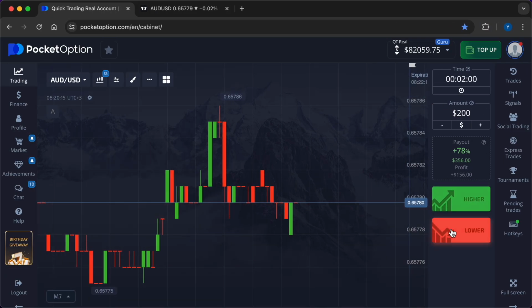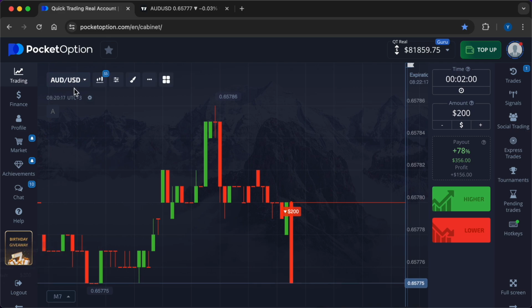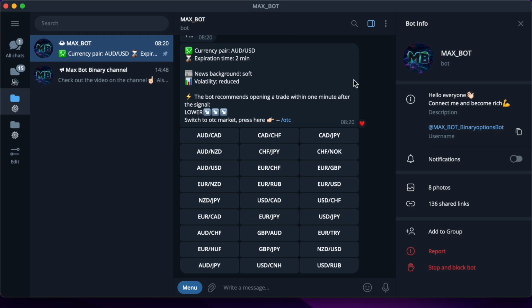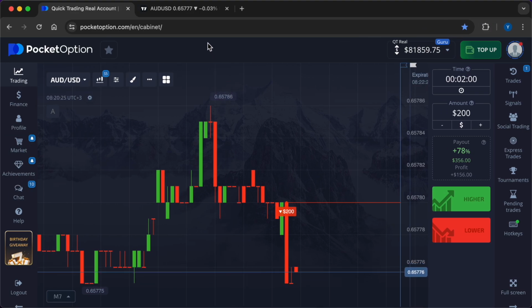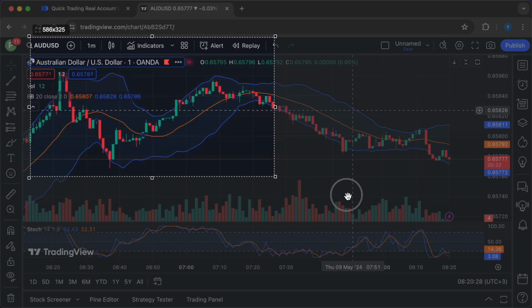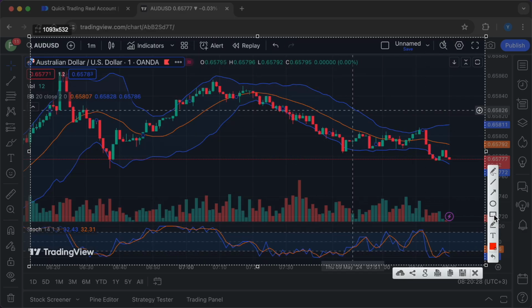Also in messages with signals, the robot indicates the state of news background and volatility. At the moment, the news does not affect the price movement within the selected currency pair. Price fluctuations are reduced. Now I will analyze the signal with the help of technical analysis on the TradingView service.